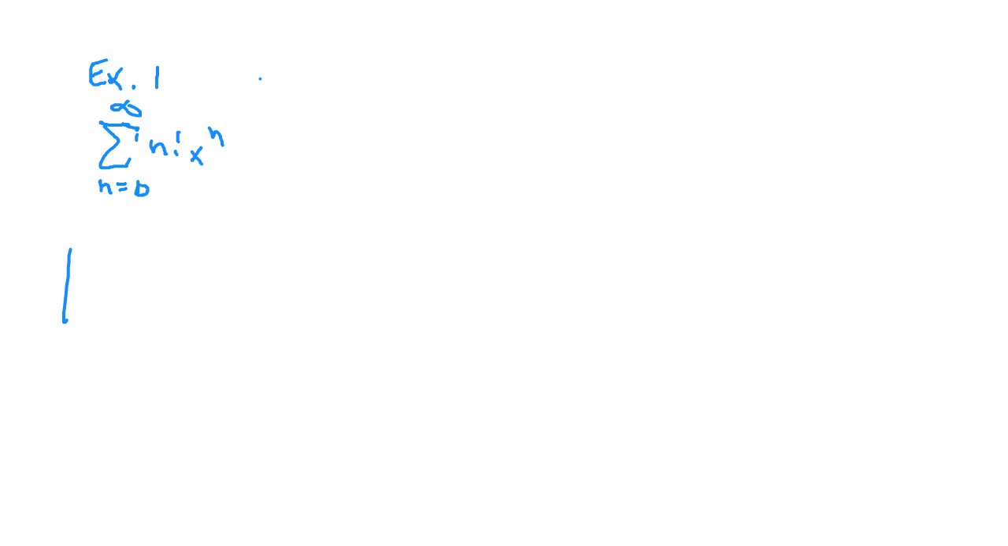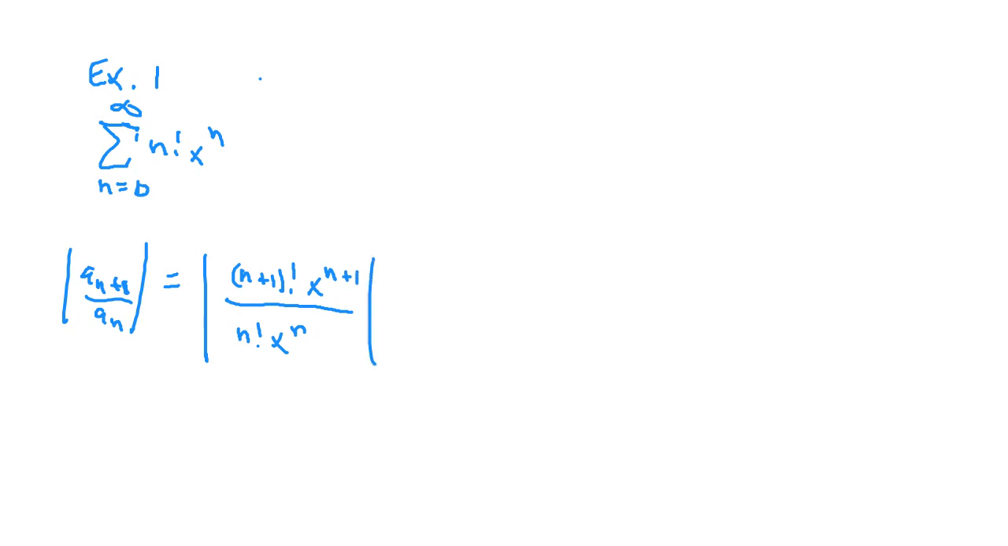So for the ratio test, you take the n plus first term to the nth term. The nth term, of course, is n factorial times x to the nth power. The n plus first term would be n plus 1 factorial times x to the n plus first power.